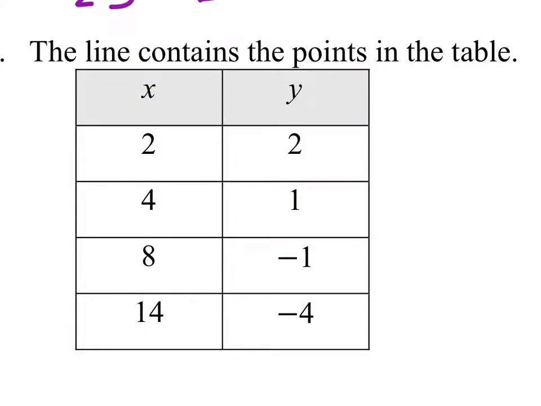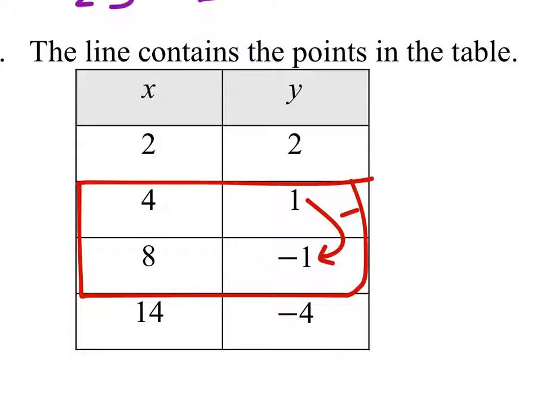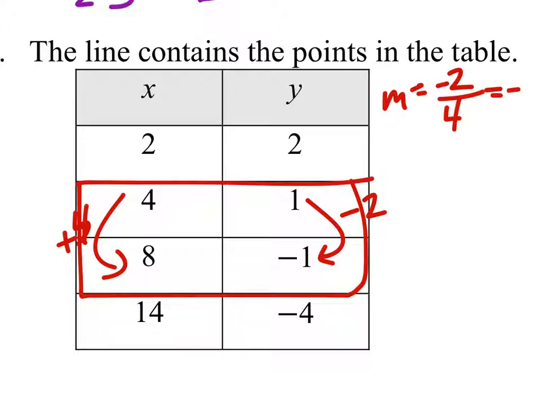Now the line that contains the points in this table. Let's use these 2 middle ones to find the slope. From 1 to negative 1, we'd have to go down 2. So right now our slope is down 2. And from 4 to 8, we'd have to go to the right 4. So negative 2 over 4 simplifies to negative 1/2. Again, we'll use slope-intercept form to solve this. y equals negative 1/2 times x, and they did not give us the y-intercept, so plus b.